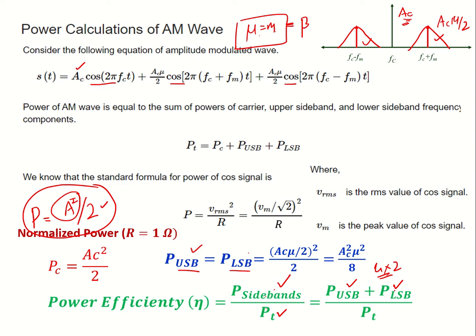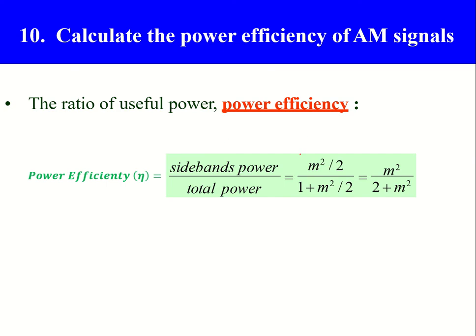There is another way to calculate the efficiency, that is in terms of the modulation index. So we can also calculate the efficiency from the modulation index. If you know the modulation index, just take its square divided by 2 plus m square, or use this formula. This is another formula to determine the efficiency of the AM modulated signal. Basically, power efficiency tells us how much power is consumed by the sidebands and how much power is being used for the transmission of the total AM modulated signal.